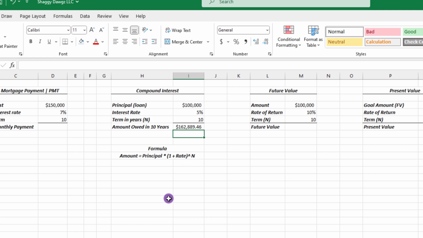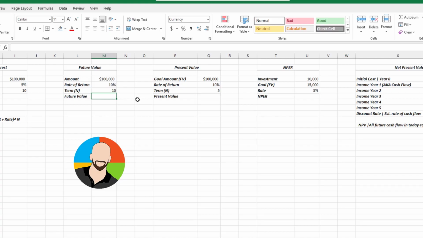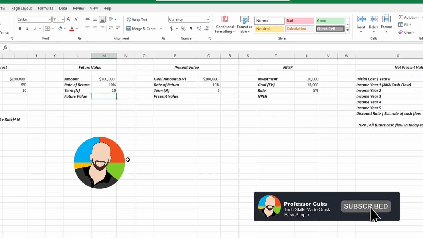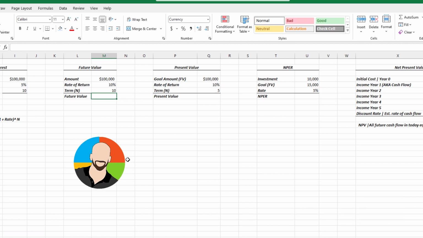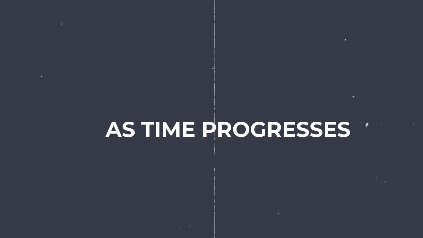And right there is your compound interest. Okay, let's continue on and start to explore the concept of the time value of money. In a very watered-down definition, the time value of money is this. As time progresses, money will be worth less in the future.